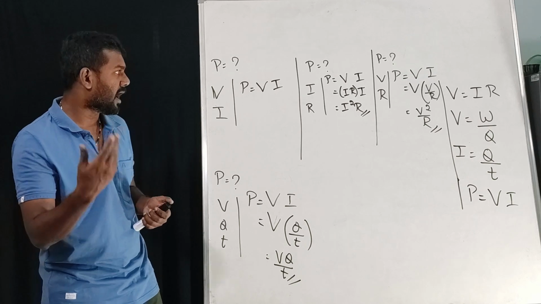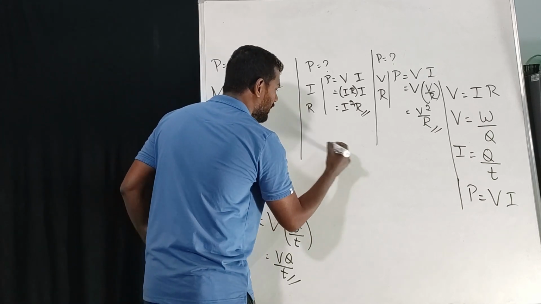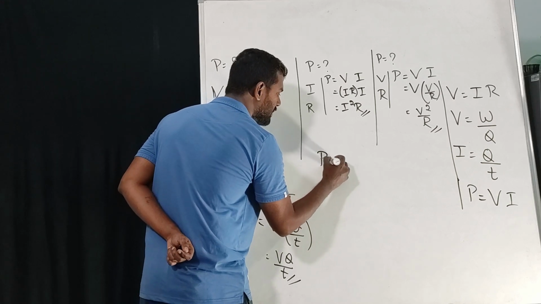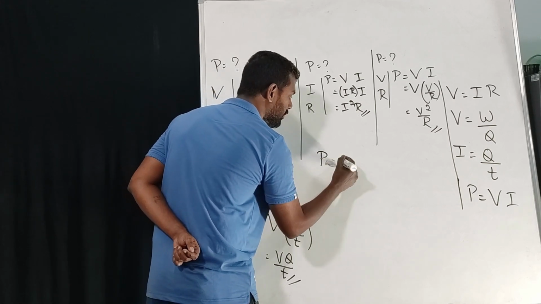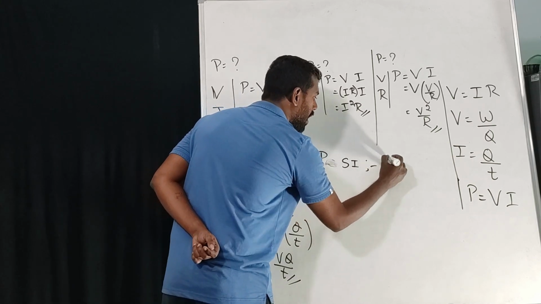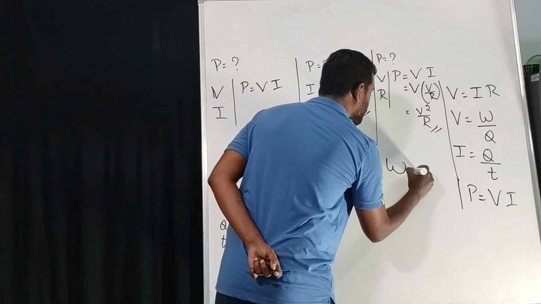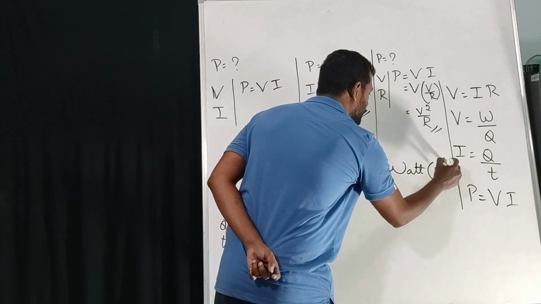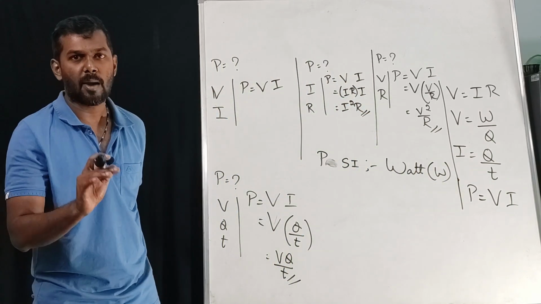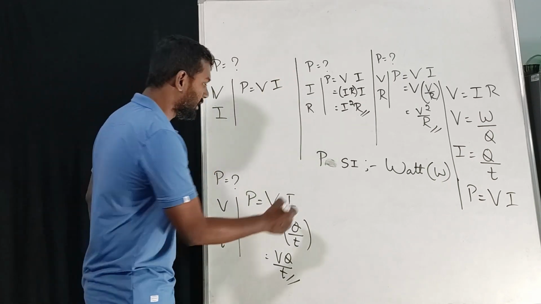That's it. After this, we are going to learn about power. What is the unit of power? The SI unit of power will be watt. And for the numericals, we are going to use just capital W. Now we will learn how power is related to energy.